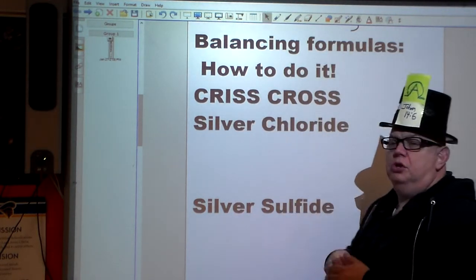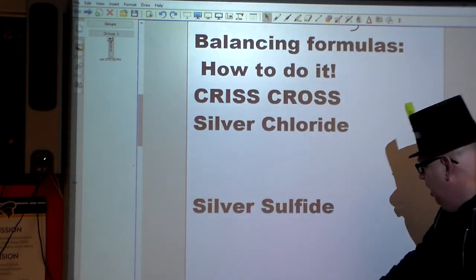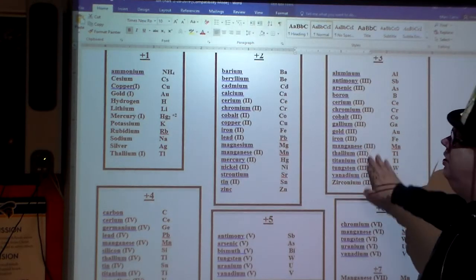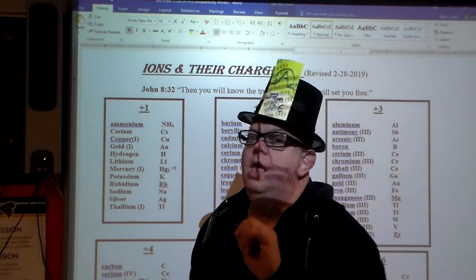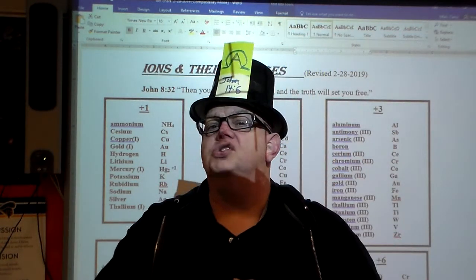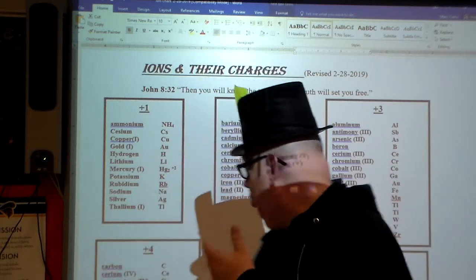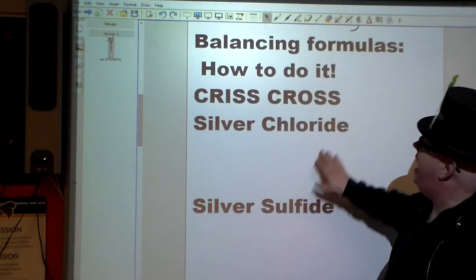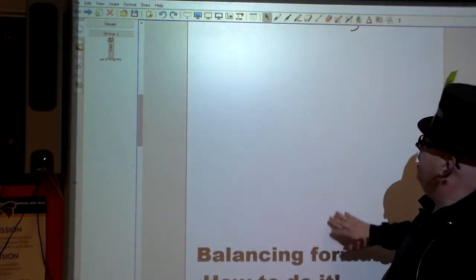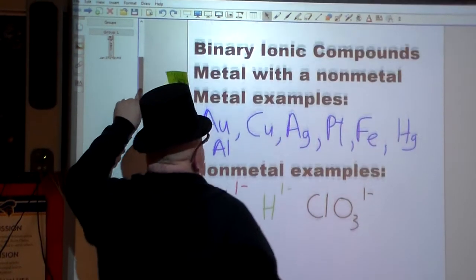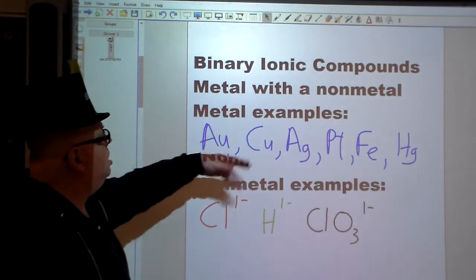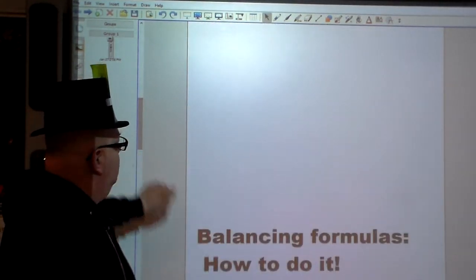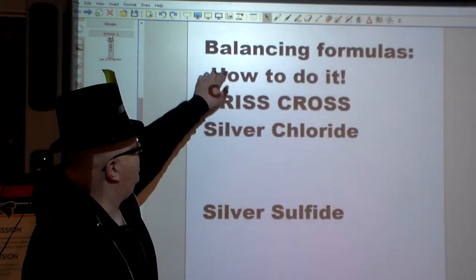And we're going to look at silver chloride here for an example. And I happen to have my ion chart here. Now notice silver chloride. We didn't say chloride silver. The metal always goes first. Always, always, always. And what were the examples of metals that we had here just previously? Right here. These are examples of metals. So we're going to go with silver on this one.